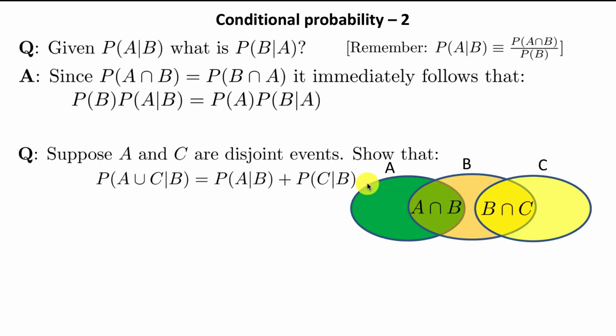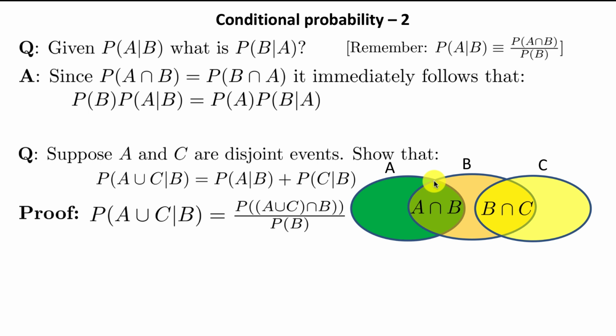For this, it is best to make a Venn diagram. In this Venn diagram, you can see that this is the set A, and this is the set C, and they have no elements in common with each other, but they do have elements in common with B. The elements that are common between A and B are here. The elements that are common between B and C are here. So B intersection C here, A intersection B here.